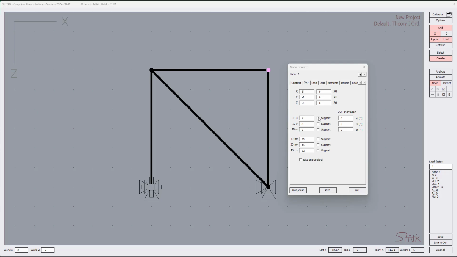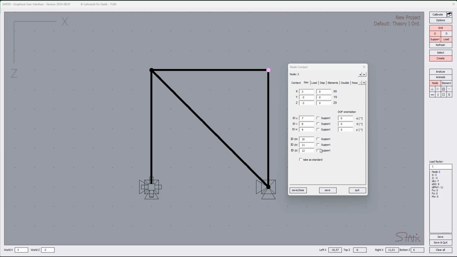Let's do an example. If I just decide the U degree of freedom to be supported, and we just save the input, you see highlighted now the support, the sign for the support condition as it should be. Just take it away and save again.